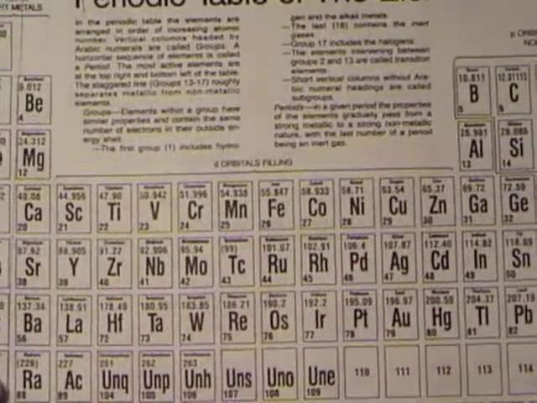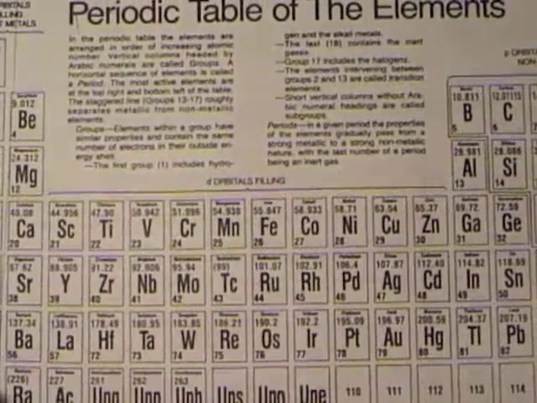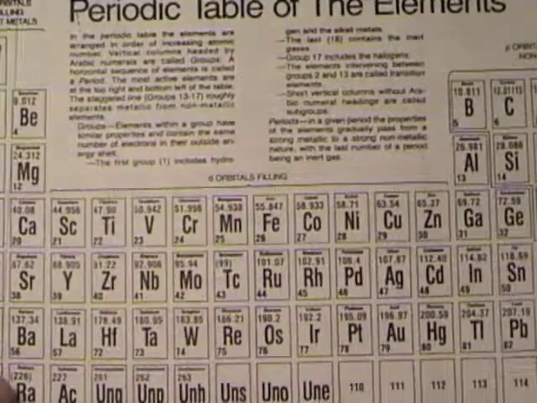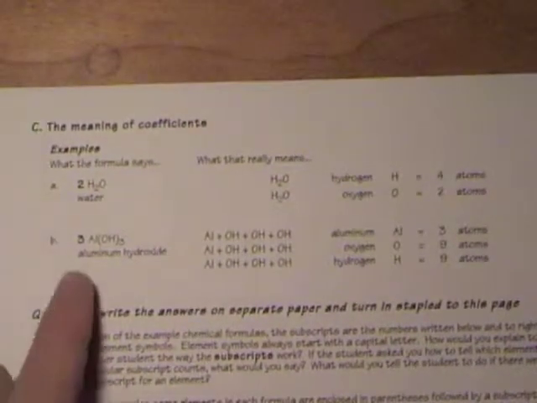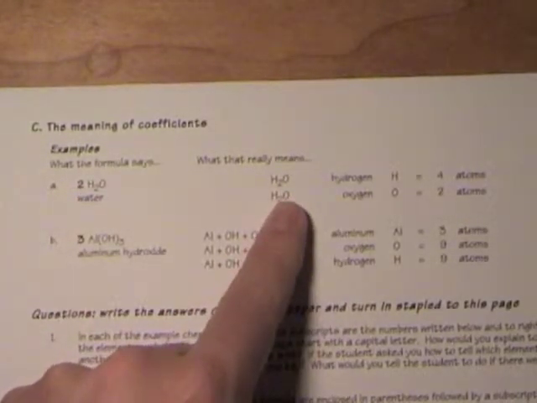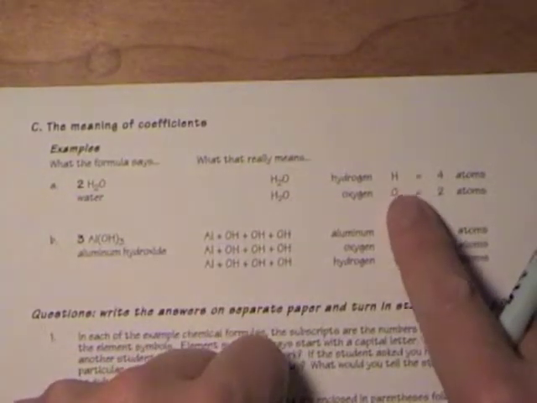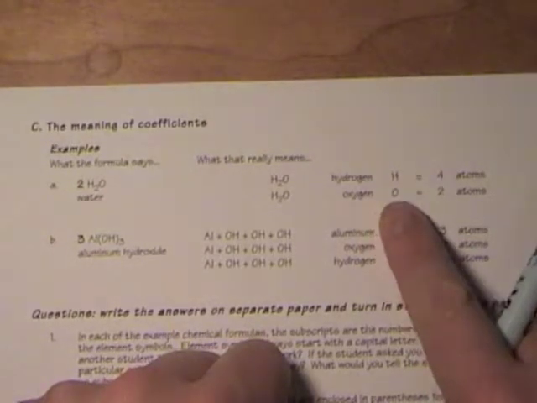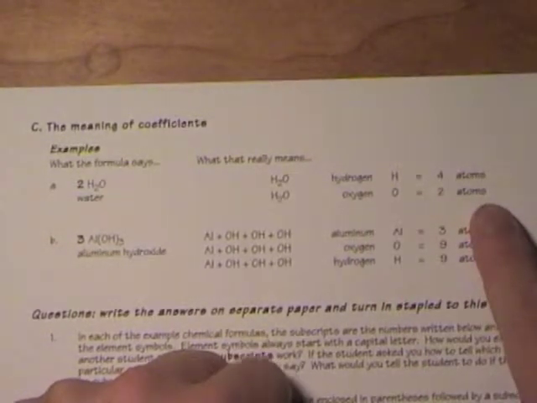Write the coefficient and the formula, and then list the elements that are in the compound and count how many atoms of each element there are. Use your periodic table to write the names of the elements next to them, the way that you see in the examples that I did on the papers here. Write the formula, write what it really means, and then list the elements with their names, their symbols, and count how many atoms there are of each one.